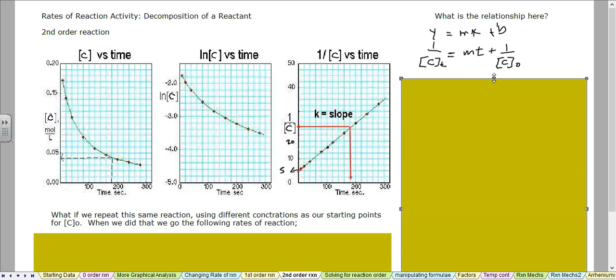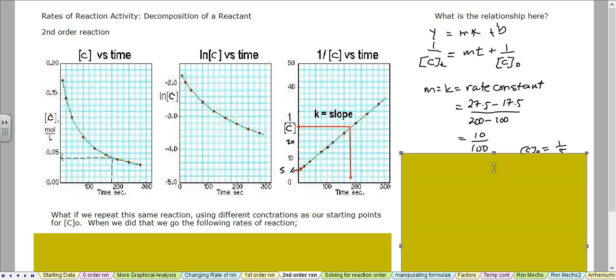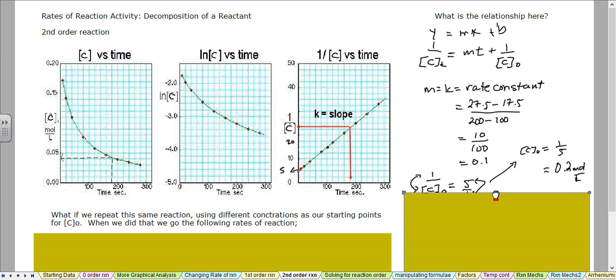So now, let's see what we got. Our rate constant, which is our slope, I plugged some numbers in to determine it, and I got a rate constant of 0.1. I then wanted to find my initial concentration, and 1 over C is equal to 5 over 1. Now if I want to actually determine what the initial concentration is, I have to flip 5 over 1 to 1 over 5. And I get an initial concentration of 0.2 moles per liter.